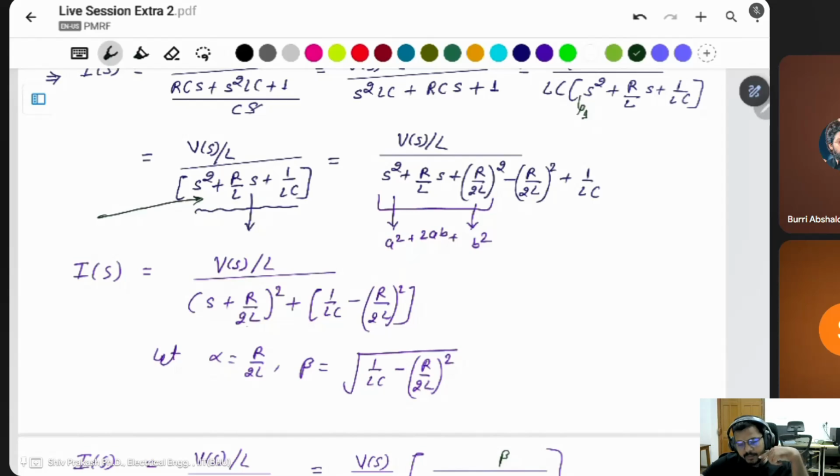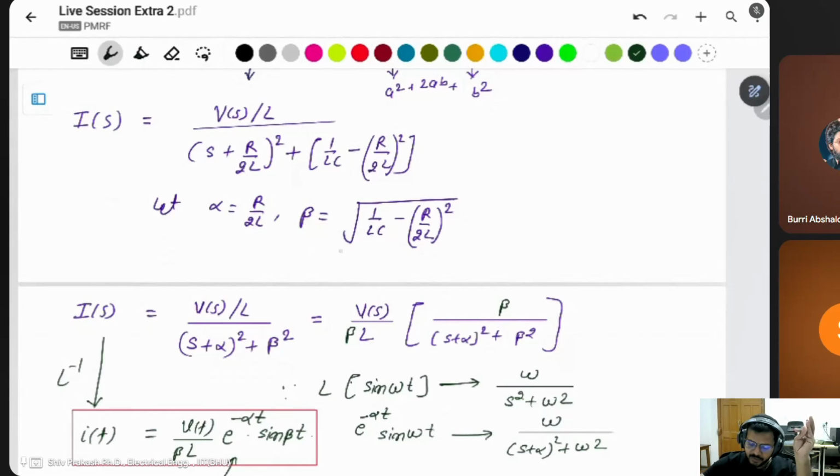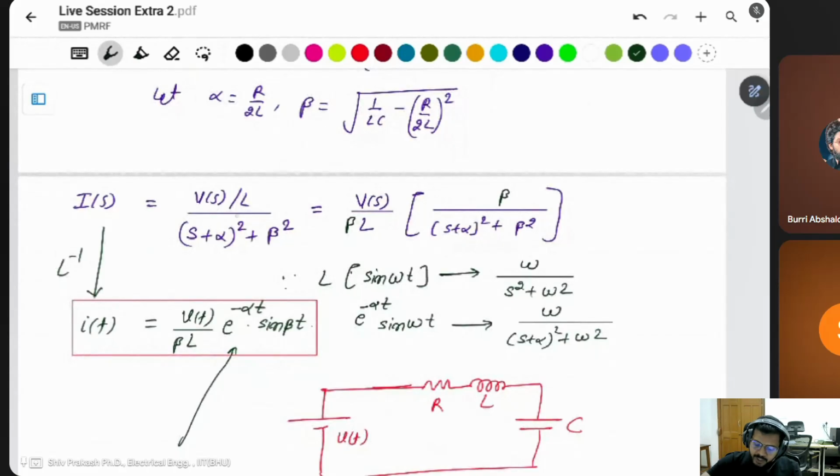By making the perfect square, for any system you simply take half of the s term, square it, and add and subtract. Half of R by L is R by 2L. We square it, and add and subtract. Then this makes the perfect square, s plus R by 2L whole square, plus the remaining term. Let beta be this one and alpha be that one. Then this will be Vs by L divided by (s plus alpha) whole square plus beta square.